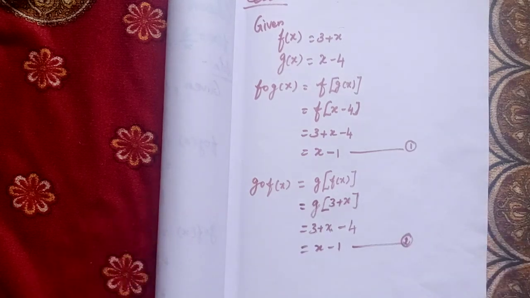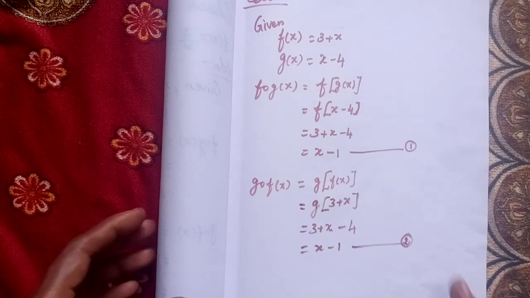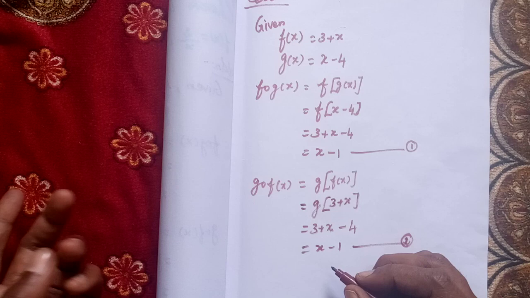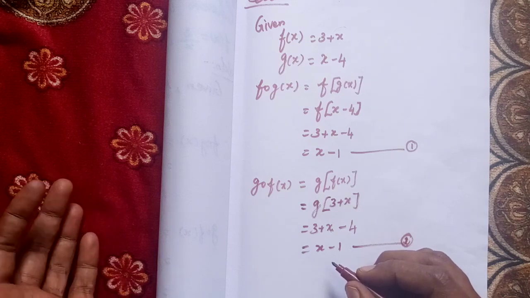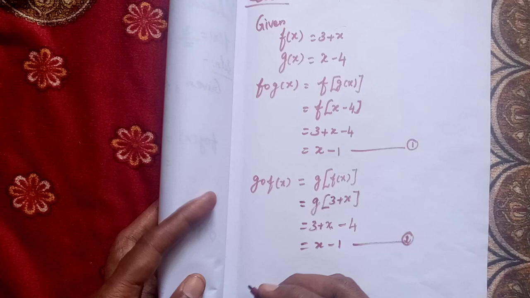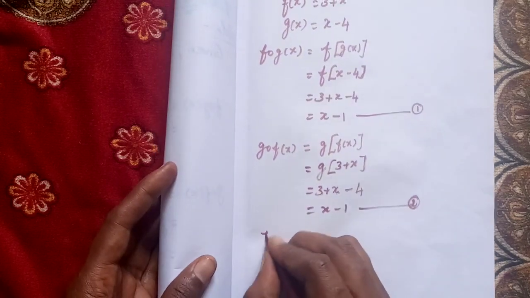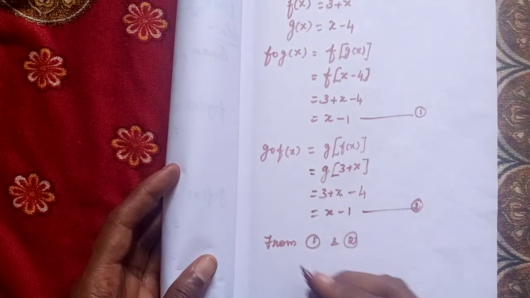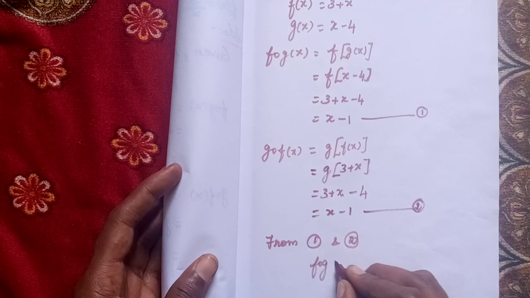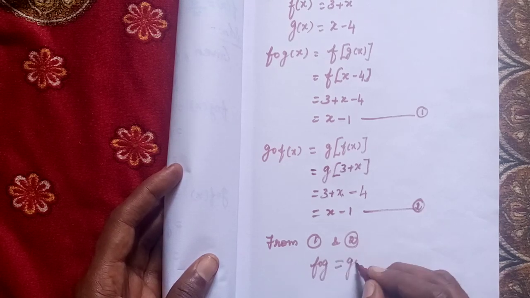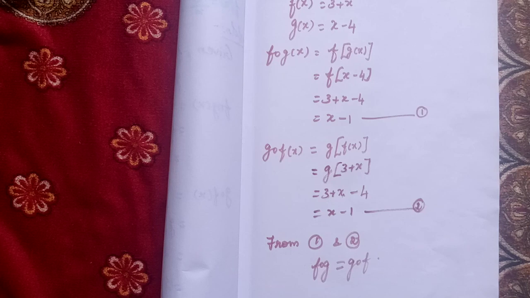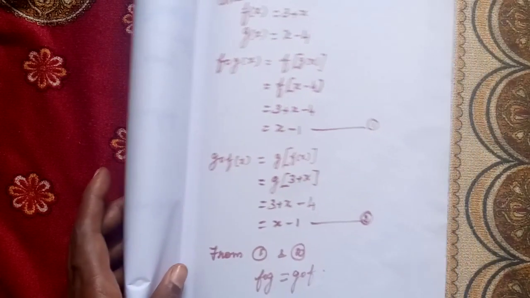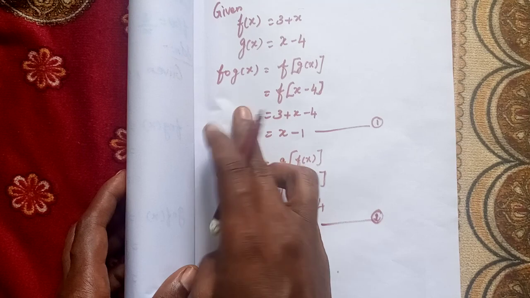Whether 1 and 2 are equal? Here it is equal. In the previous problem it was not equal, but in this problem it is equal. From 1 and 2, f composite g is equal to g composite f. Okay. Have you understood this? Any doubt? Then I am going to explain the fifth problem.